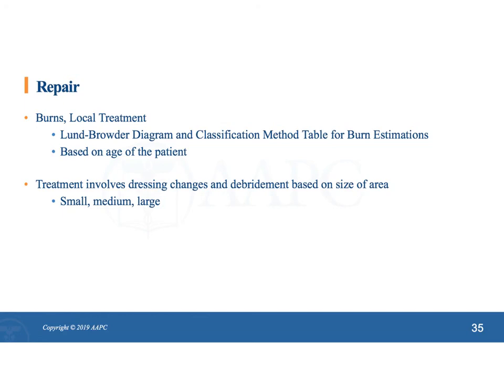Code 16020 is the initial or subsequent dressing change or debridement of a small surface area, defined as less than 5% of the total body surface area. 16025 is a medium area, or 5 to 10% of total body surface area. 16030 is large, or greater than 10% of total body surface area.